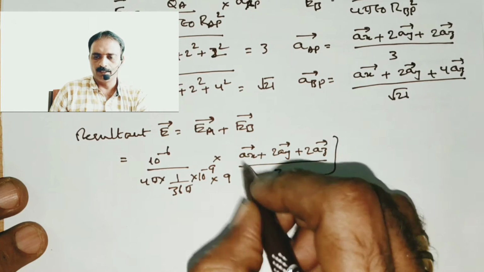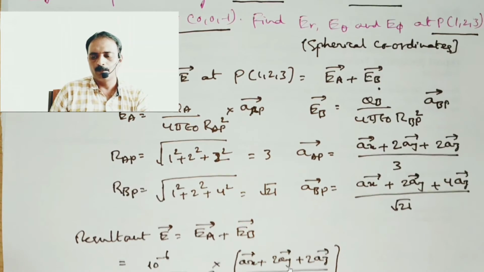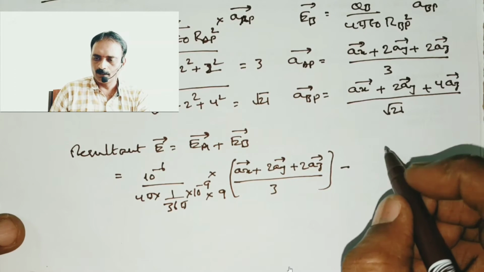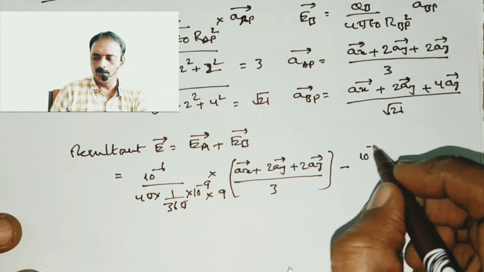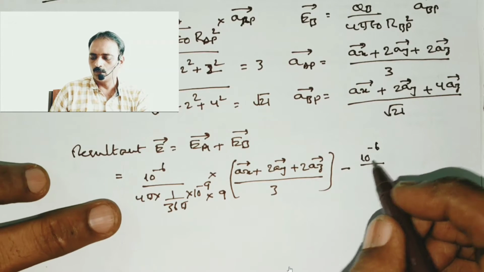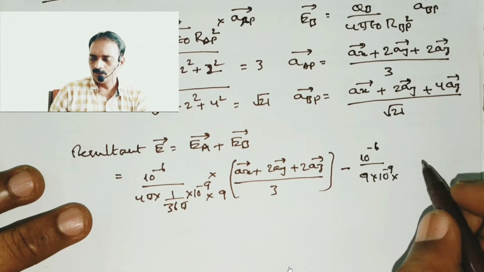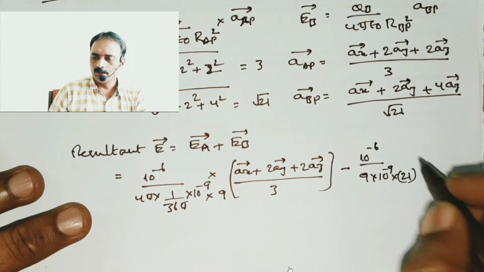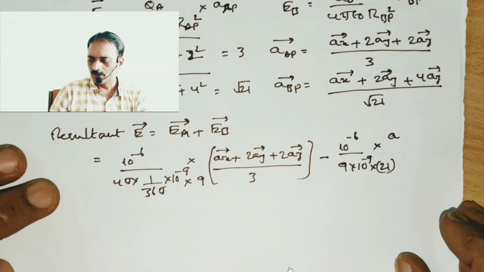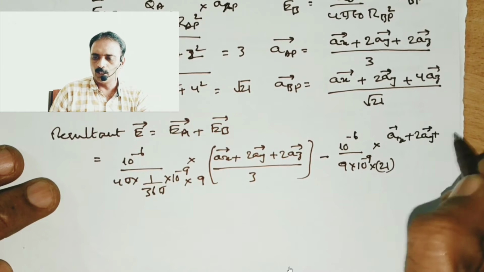Next we have to consider minus 1 microcoulomb. So we get a minus sign here, 10 power minus 6 divided by 4 pi epsilon naught, which is 1 by 36 pi into 10 to the power of minus 9, into R square is 21, multiplied by the unit vector AX bar plus 2AY bar plus 4AZ bar divided by square root of 21.